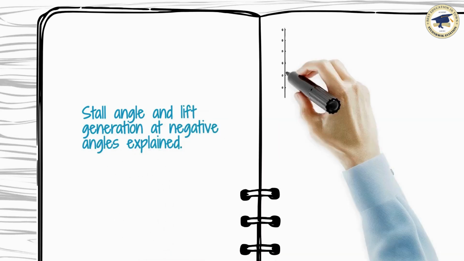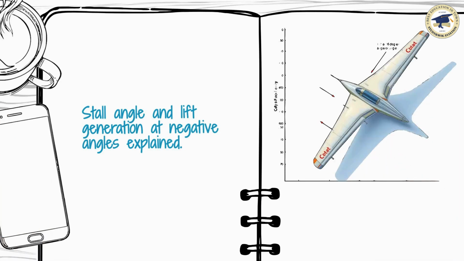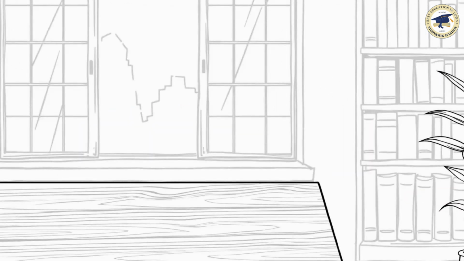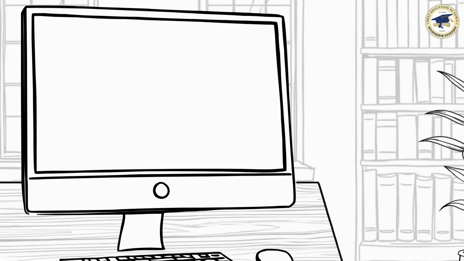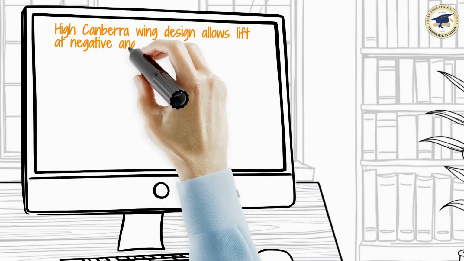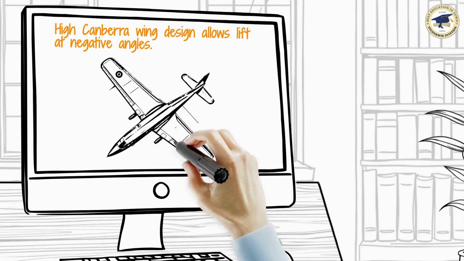Why does the graph suggest that wings still have an ability to generate lift at negative angles of attack? It's because the high camber wing design, common to a typical training airplane, is still able to generate reduced air pressure on top of the wings to create lift, even at small negative angles of attack.